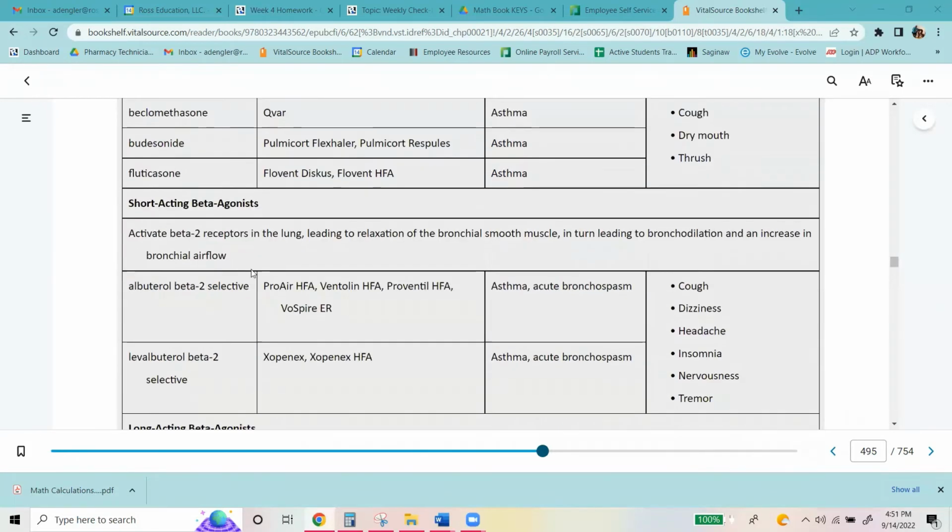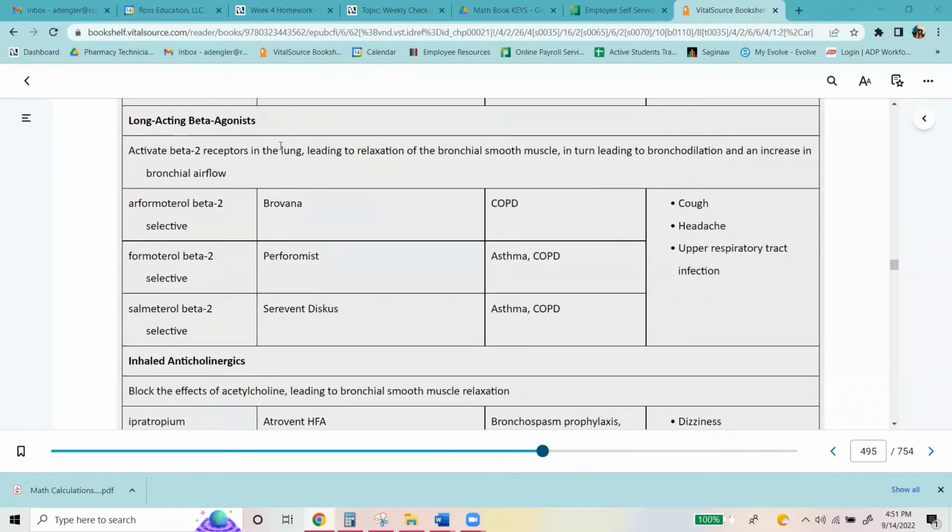Whereas the short-acting beta agonist, you kind of take when you're feeling asthmatic or like you might have an asthma attack or feeling out of breath. Those are kind of just taking acutely, like when needed. But the long-acting beta agonist should be taken every day, no matter what, to prevent asthma and COPD.